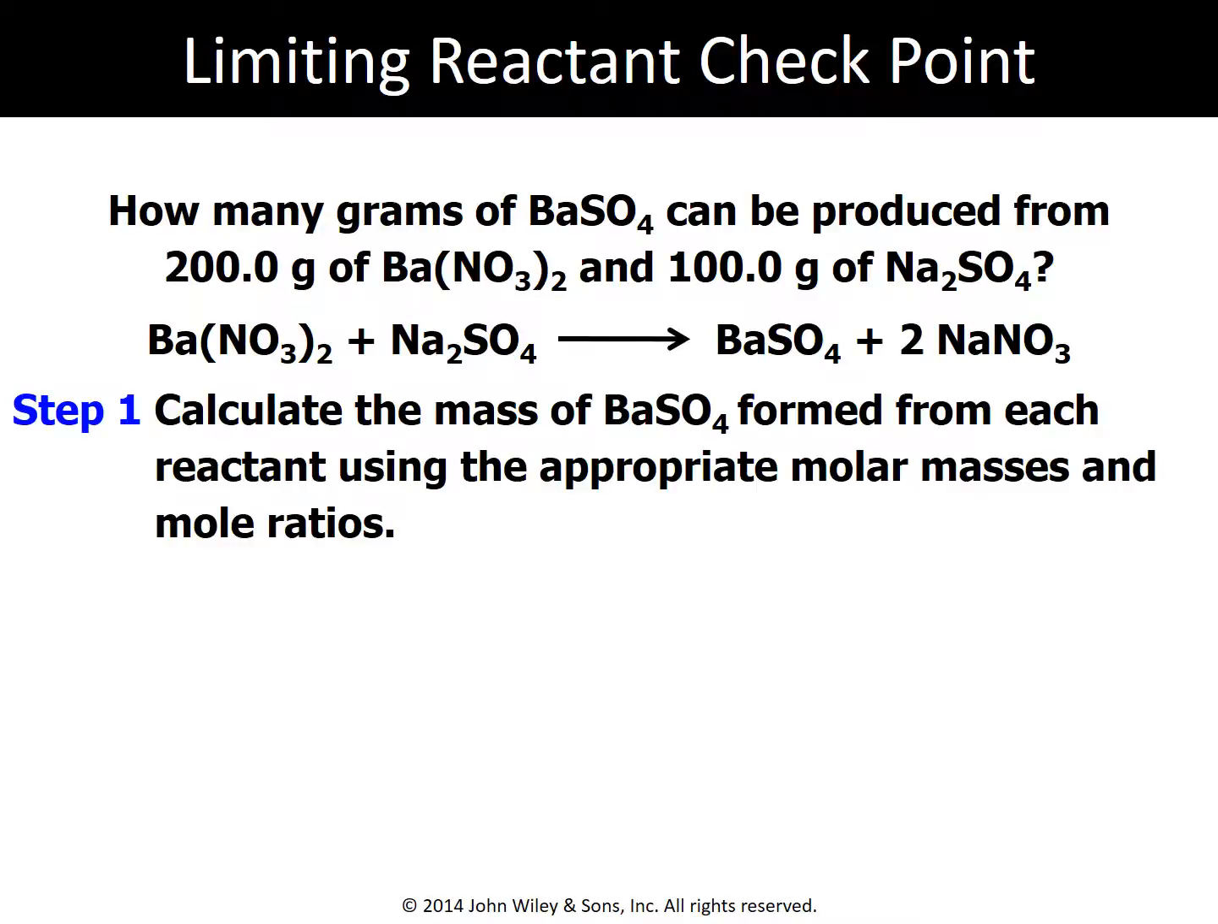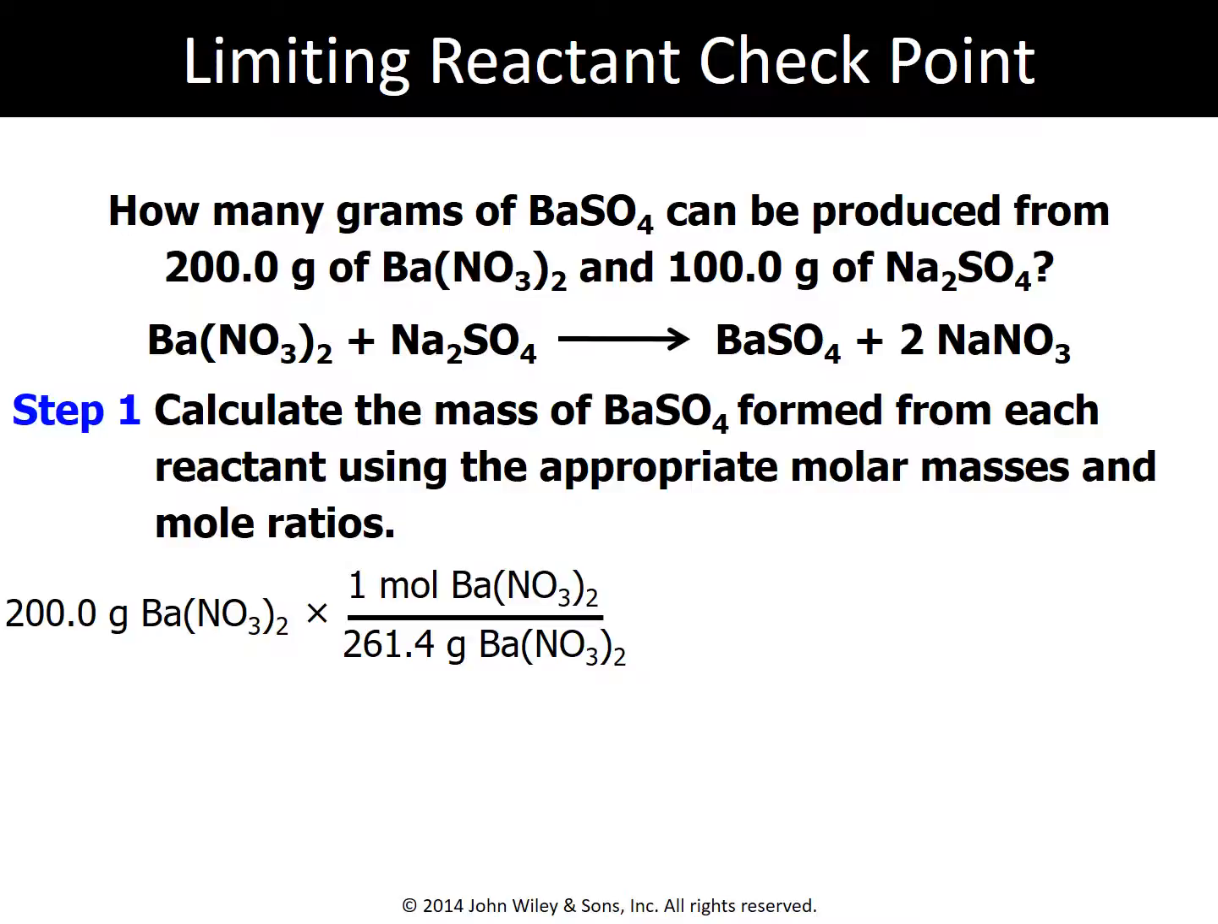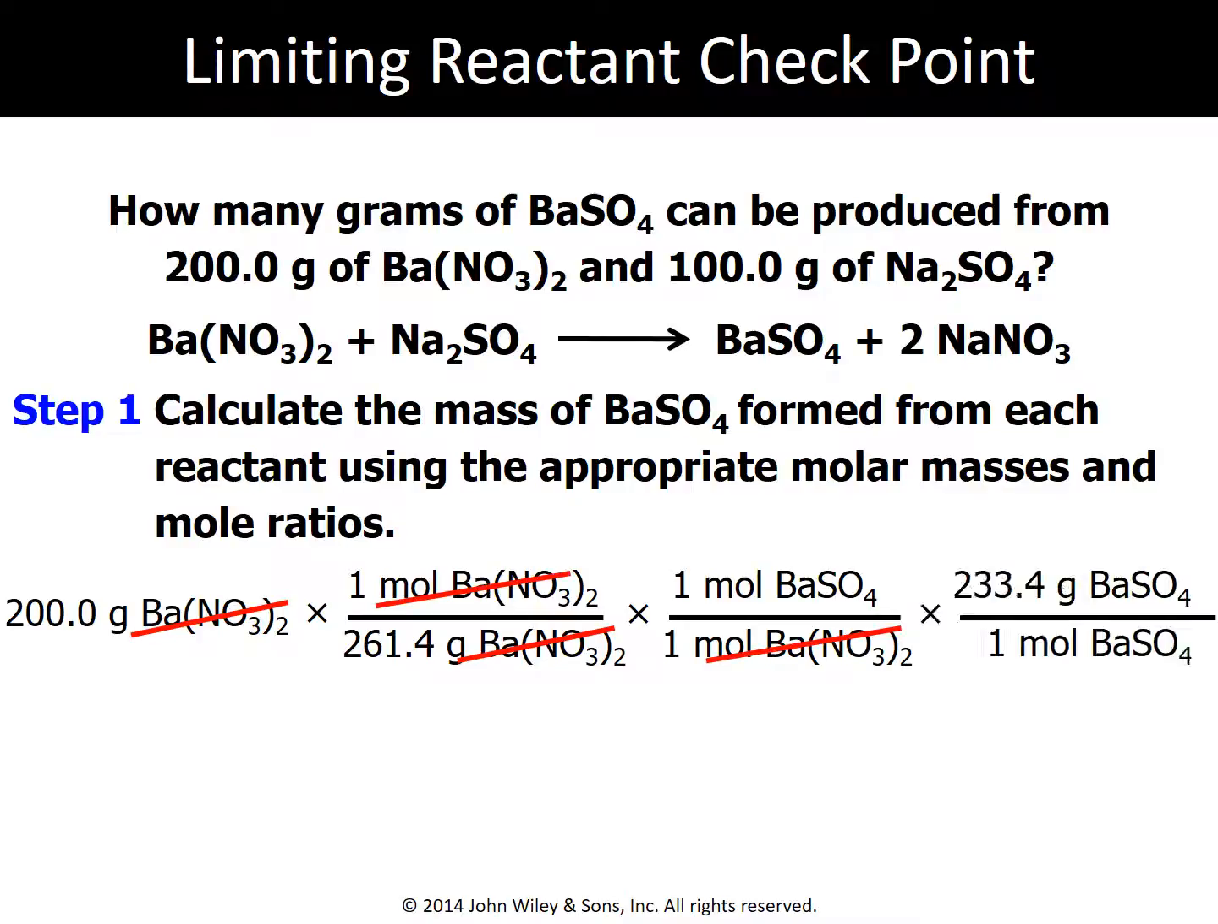Okay, so we'll start by calculating the mass of barium sulfate from each of our 2 reactants. In the case of 200 grams of barium nitrate, we're going to multiply by its molar mass. This will then give us moles of barium nitrate. We'll multiply by our molar ratio from the coefficients, and then we'll multiply again by the molar mass of barium sulfate to give us 178.6 grams of our desired product.